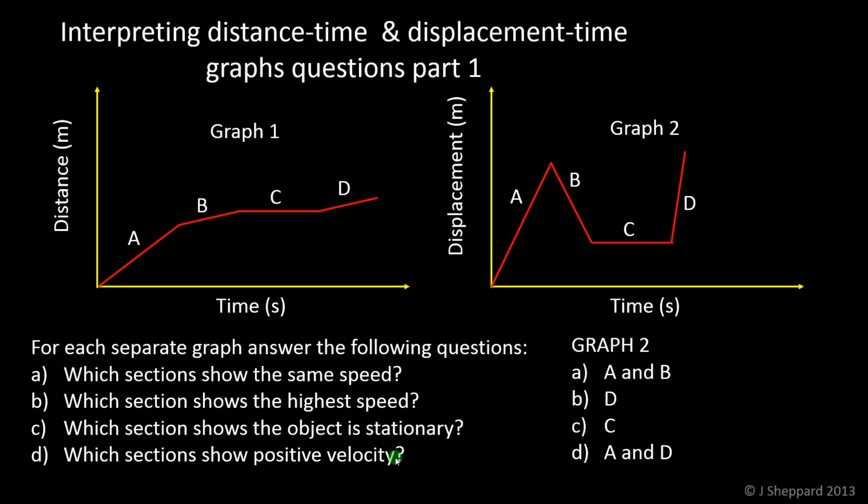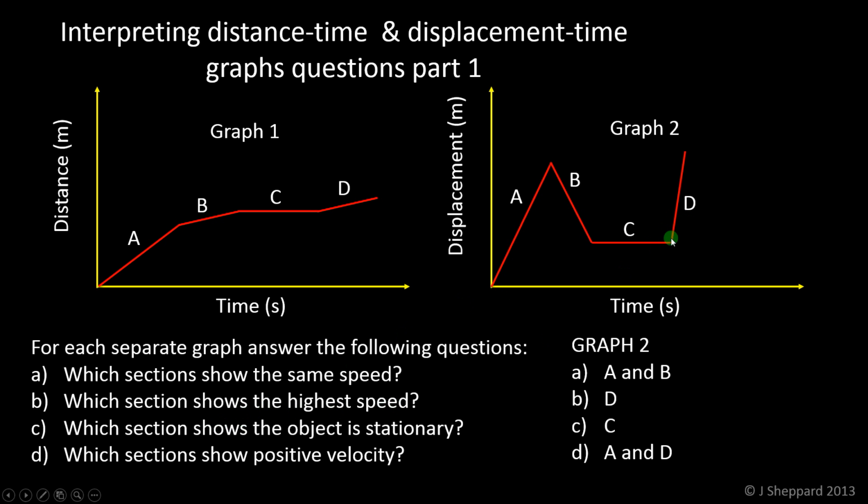And then if we look at graph 2, over here now, the displacement time graph, which sections show the same speed? Well, trickier. Remember, speed, it doesn't matter which direction we're going in. So A and B are about the same slope. Even though A is sloping up and B is sloping down, they are the same sort of steepness. And so they both show the same speed, even though the object is moving in opposite directions. Okay? They're the same speed.